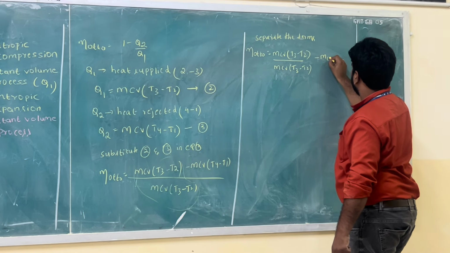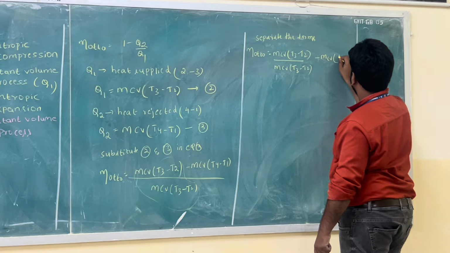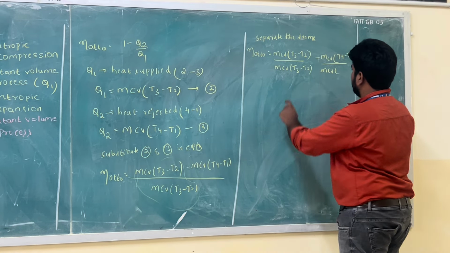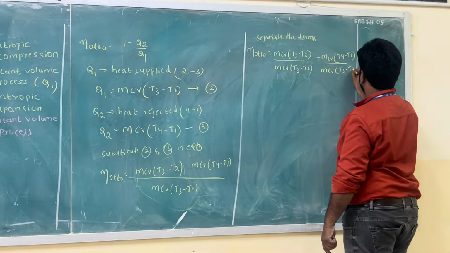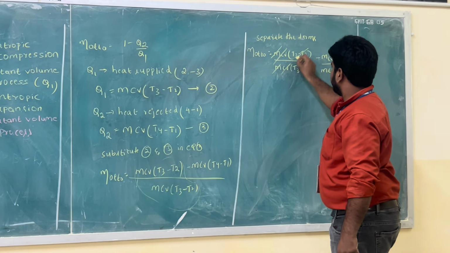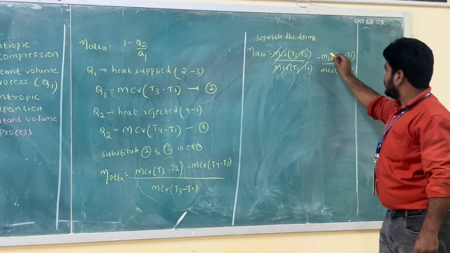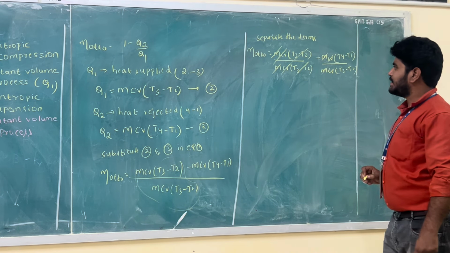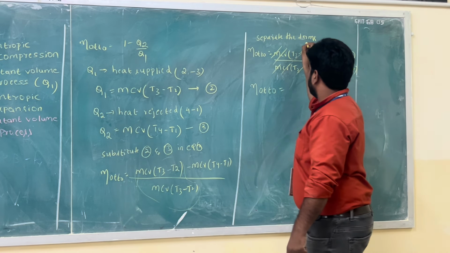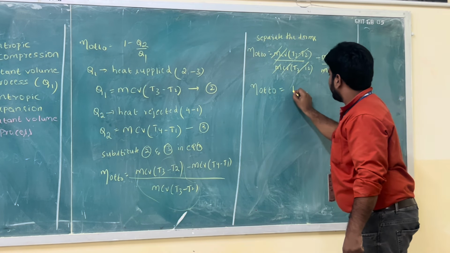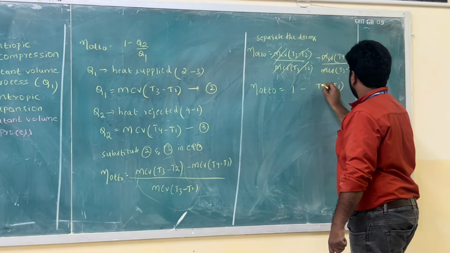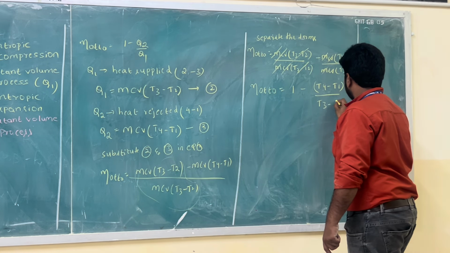Minus MCV (T4 minus T1) whole divided by MCV (T3 minus T2). Now what we should do is, here MCV cancels, T3 minus T2 cancels, here MCV cancels. So I can write the efficiency of the Otto cycle equals this entire term cancels. So I take 1 minus (T4 minus T1) divided by (T3 minus T2).